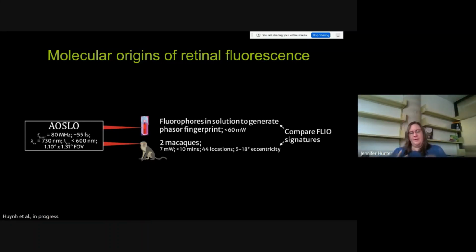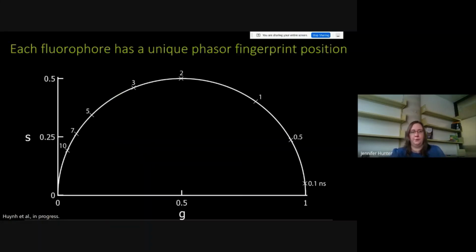But what it does do is it might tell us something about what's different between these cones, what's different between the ML cones and the S cones. And to do this, we started looking at something called phasor fingerprints, where not only did we collect data in our primates, but we collected data with solutions in cuvettes that would be solutions of known fluorophores. So just to reorient you to the phasor plot, the numbers that you're seeing now would be the sort of standard lifetime values for a single exponential decay.